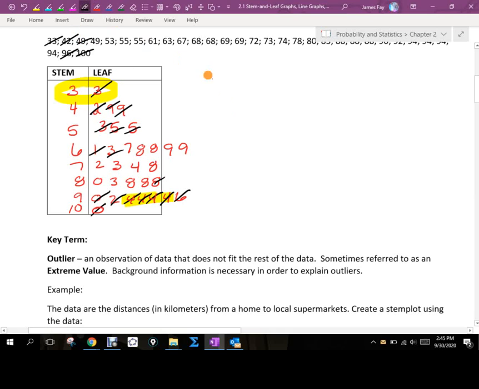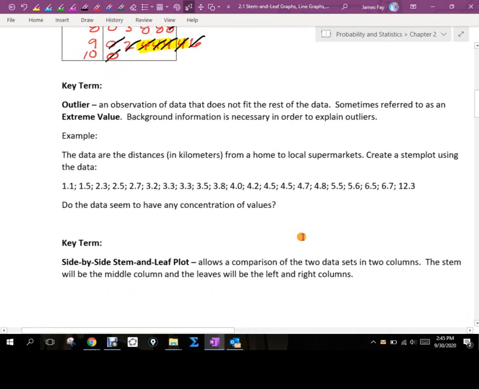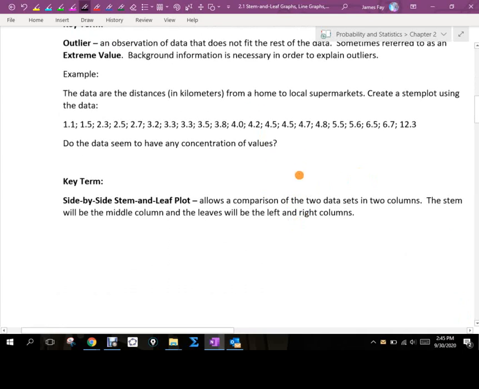So I need to write a key. These usually show up at the bottom of your plot, and you'll say like 4, and then your line 2. So that's my stem, that's my leaf. And you'll say that is equal to 42. So if I'm doing this list here, we'll just do a couple of them.